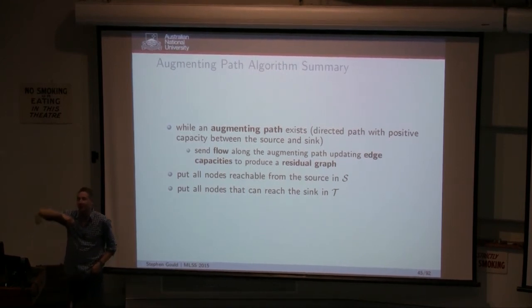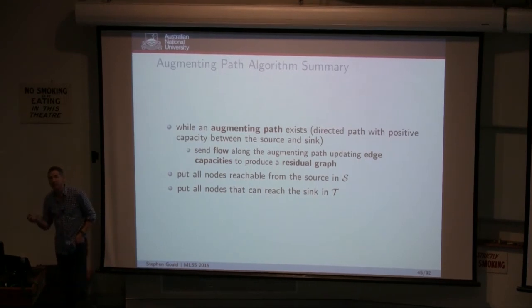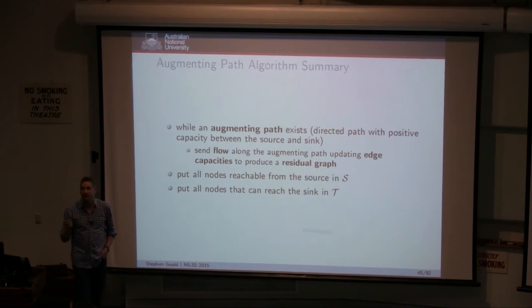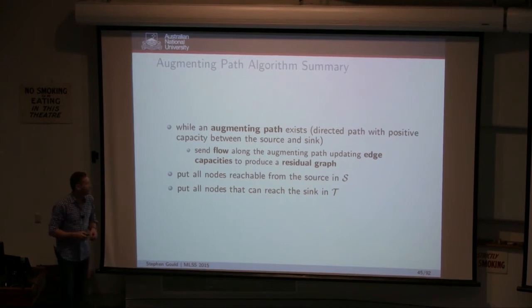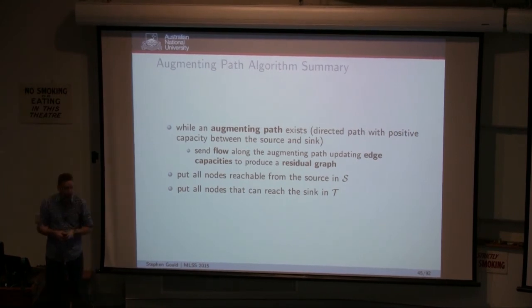Good question. Okay, so the question was, would I get a different answer if I started with a different augmenting path, or if I chose different augmenting paths? No, you would get exactly the same maximum flow and exactly the same minimum cut, assuming it's unique. Well, the maximum flow is unique. There is one maximum flow. There may be different cuts that are minimal.